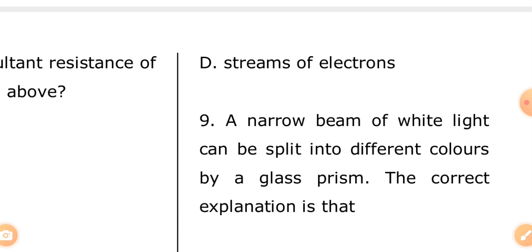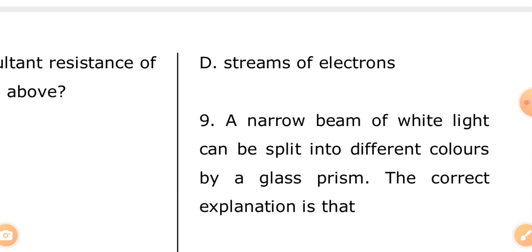A narrow beam of light. That is question number 9. A narrow beam of white light can be split into different colors by a glass prism. A narrow beam of white light can be split into different colors, especially the 7 colors of the rainbow, by a glass prism.